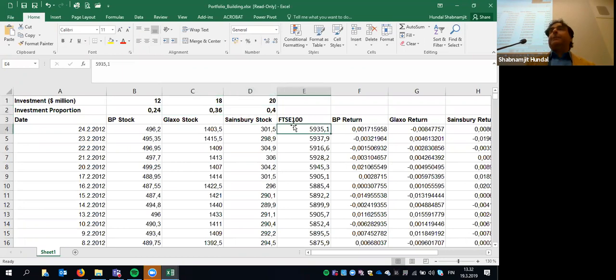But of course, you need to have the market values also. So the index I choose is FTSE 100. This is a market index. Okay, this is the old data, but doesn't matter. That doesn't change the situation.